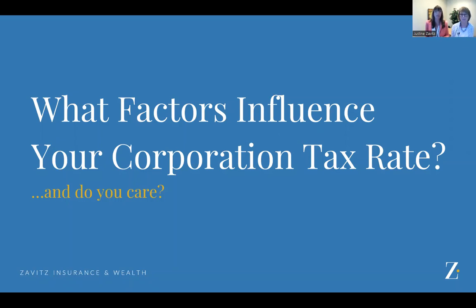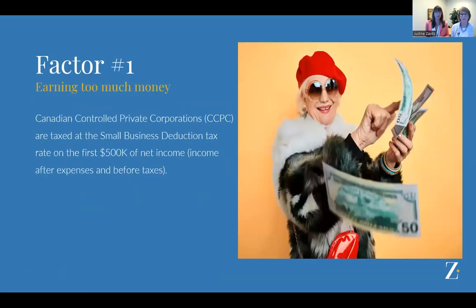There are a few major factors. One is that we're earning too much money. If you are earning after expenses more than $500,000 in your corporation, then that first $500,000 will get the small business tax rate at 12.2% in Ontario. And then the rest of the money over and above that $500,000 is taxed at the larger tax rate. So that's factor number one.